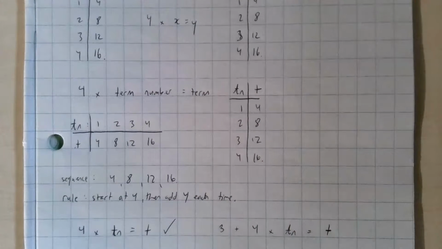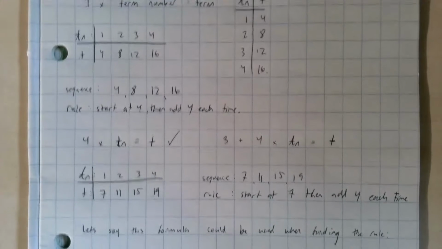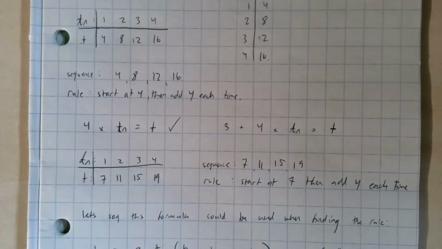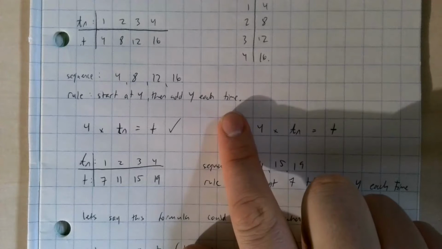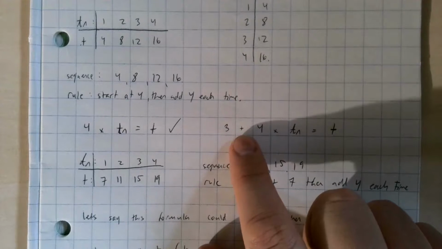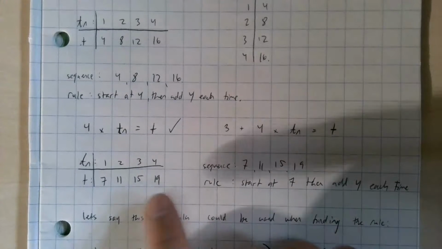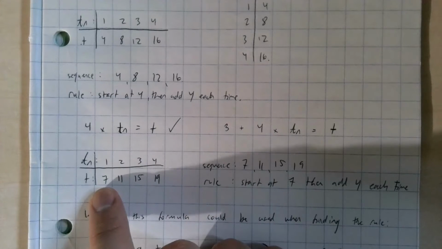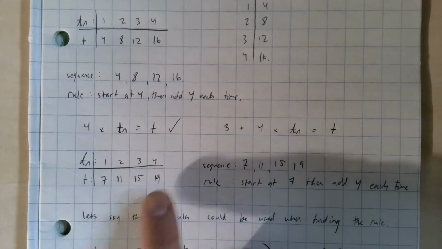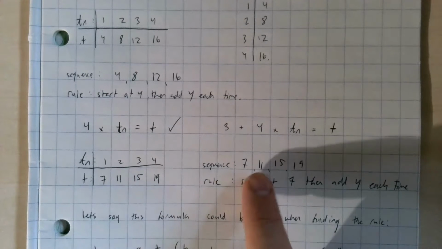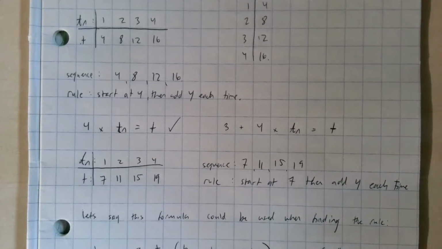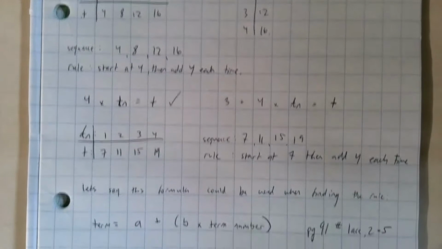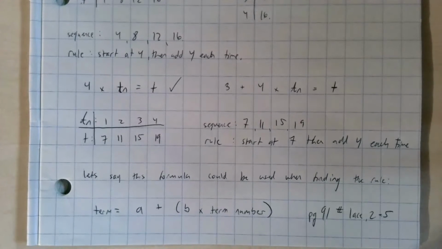Now let's look at a question that has an original starting point. So I have 3 plus 4 times Tn equals T. Now the second part of this equation is exactly what we've dealt with before. We're just adding the 3. Now this changes up the sequence quite dramatically, where now we have starting at 7, 11, 15, 19, and we can say the sequence is 7, 11, 15, 19, and the rule is start at 7 and then add 4 each time.